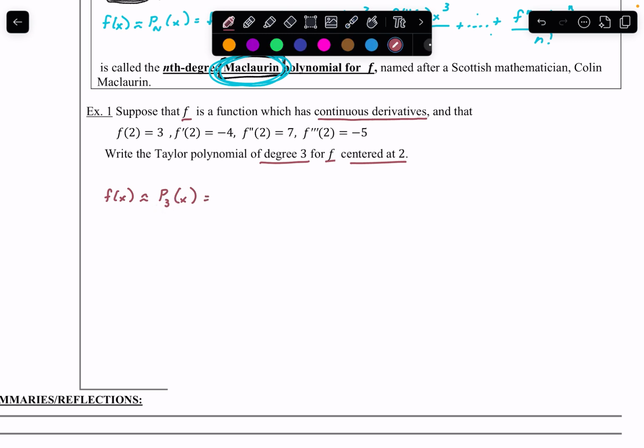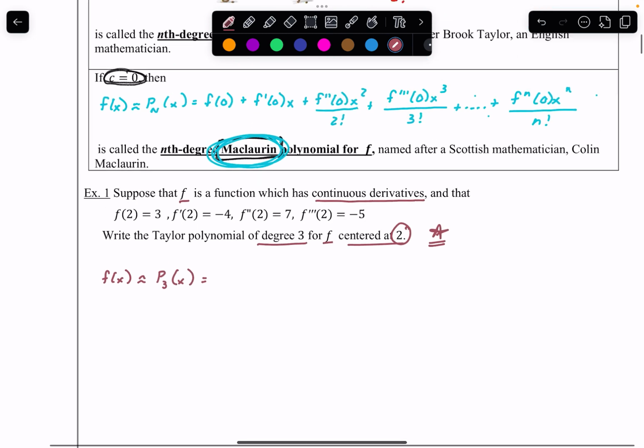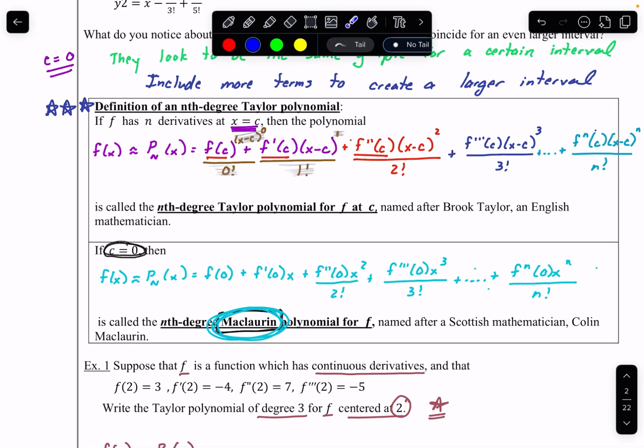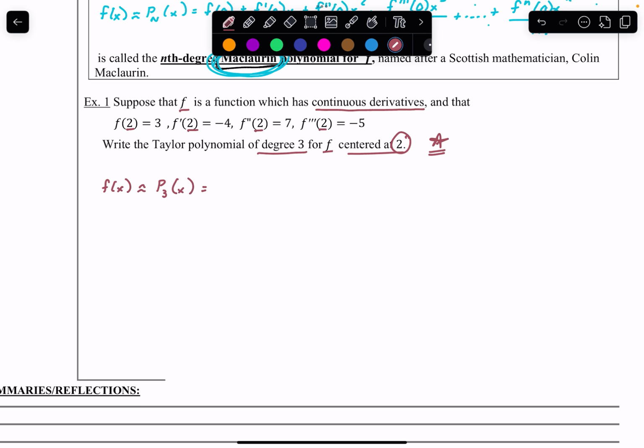So the first thing I need is the center. The center is at 2. That's going to be very important. That means everywhere up here I see an x minus c, that c value is the 2, right? That's why they gave me information about f of 2, f prime of 2, etc. So it starts with f of 2. So f of 2 is just 3.